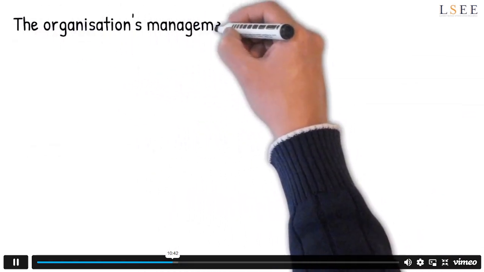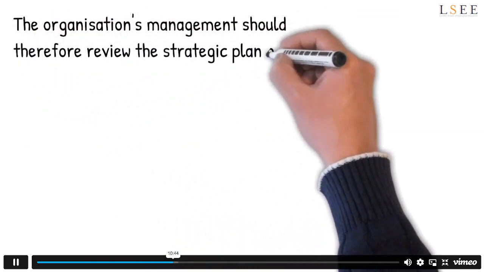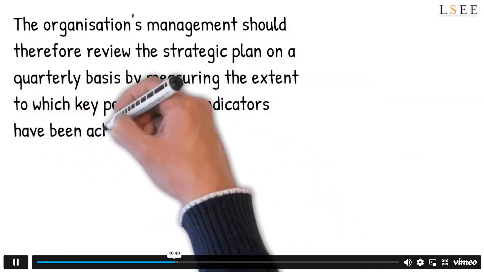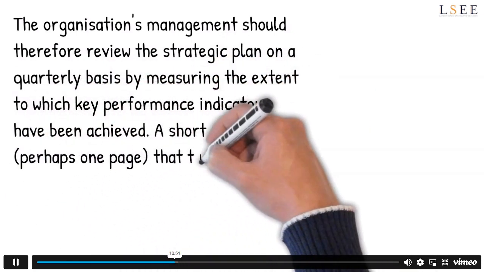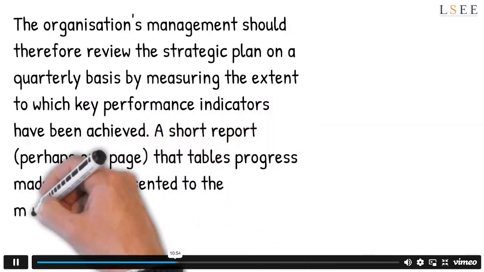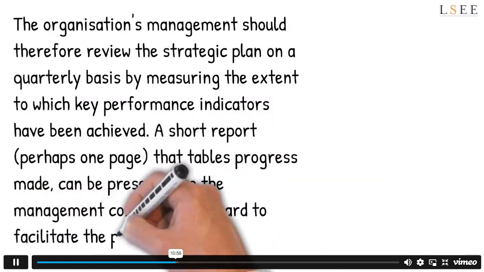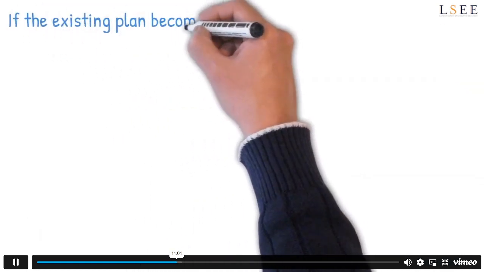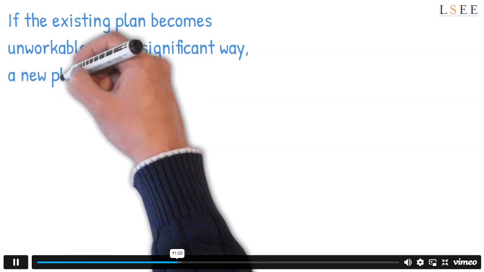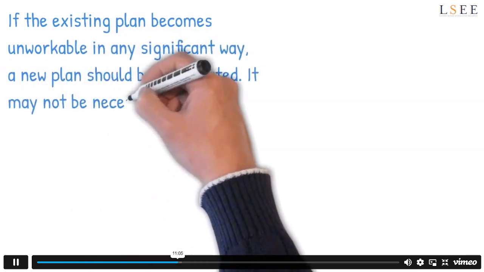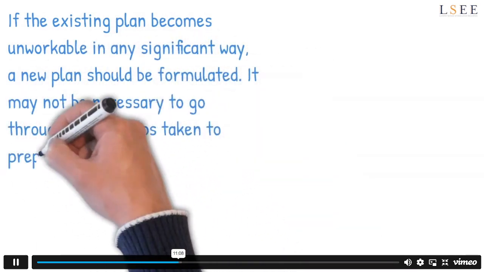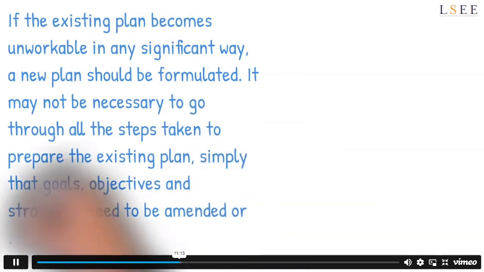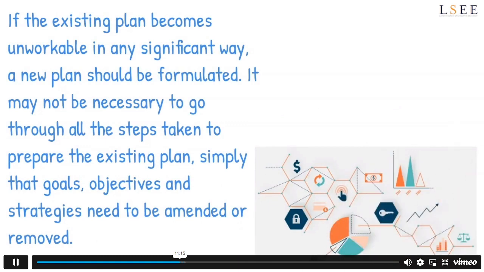The organization's management should therefore review the strategic plan on a quarterly basis by measuring the extent to which key performance indicators have been achieved. A short report, perhaps one page, that tables progress made, can be presented to the management committee or board to facilitate the process. If the existing plan becomes unworkable in any significant way, a new plan should be formulated. It may not be necessary to go through all the steps taken to prepare the existing plan, simply that goals, objectives, and strategies need to be amended or removed.